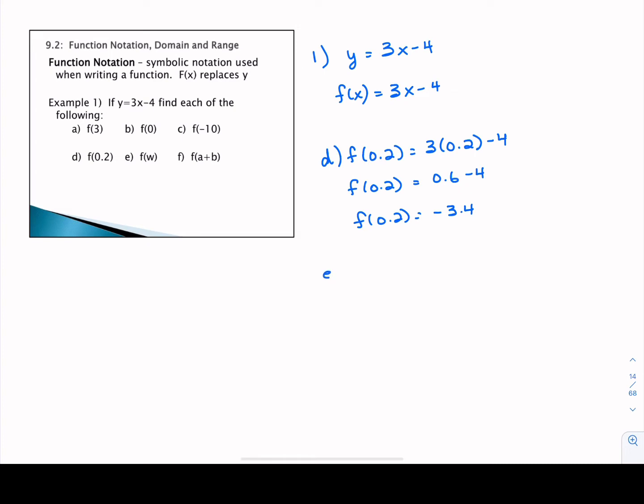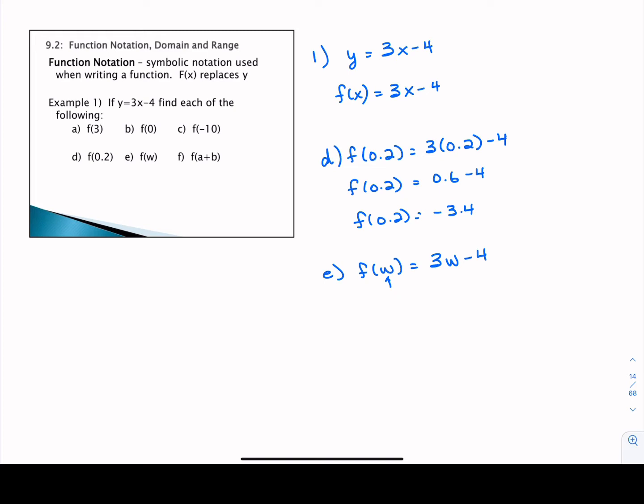Next, we have something that looks a little bit strange. We want you to find f at w. Again, every time you see an x, pull the x out and replace it with whatever's inside the bracket. In this case, it's just a w. So we'll have 3 times w instead of 3x minus 4. Now, there's nothing we can simplify here because there are no like terms to combine.